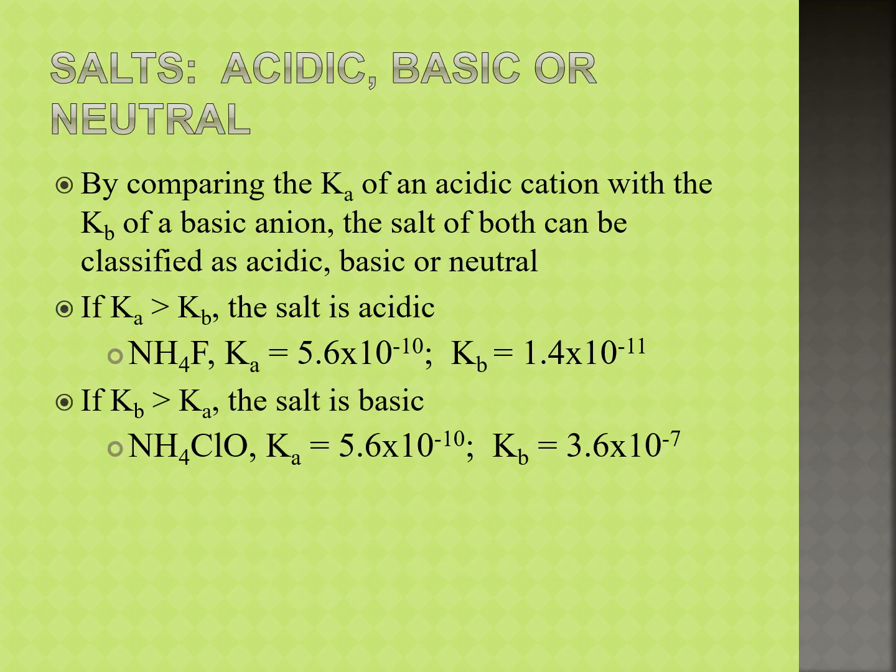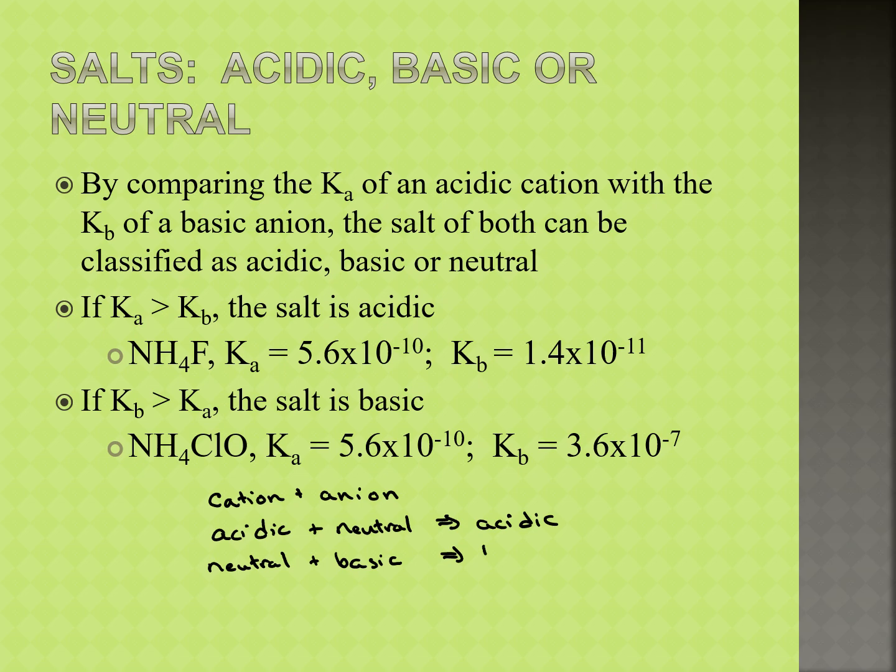Now we're going to take the cation and the anion and combine them together and see what we're going to get. So if you have, say, an acidic cation and a neutral anion, this would be acidic. If you have a neutral cation and a basic anion, neutral plus basic is basic.